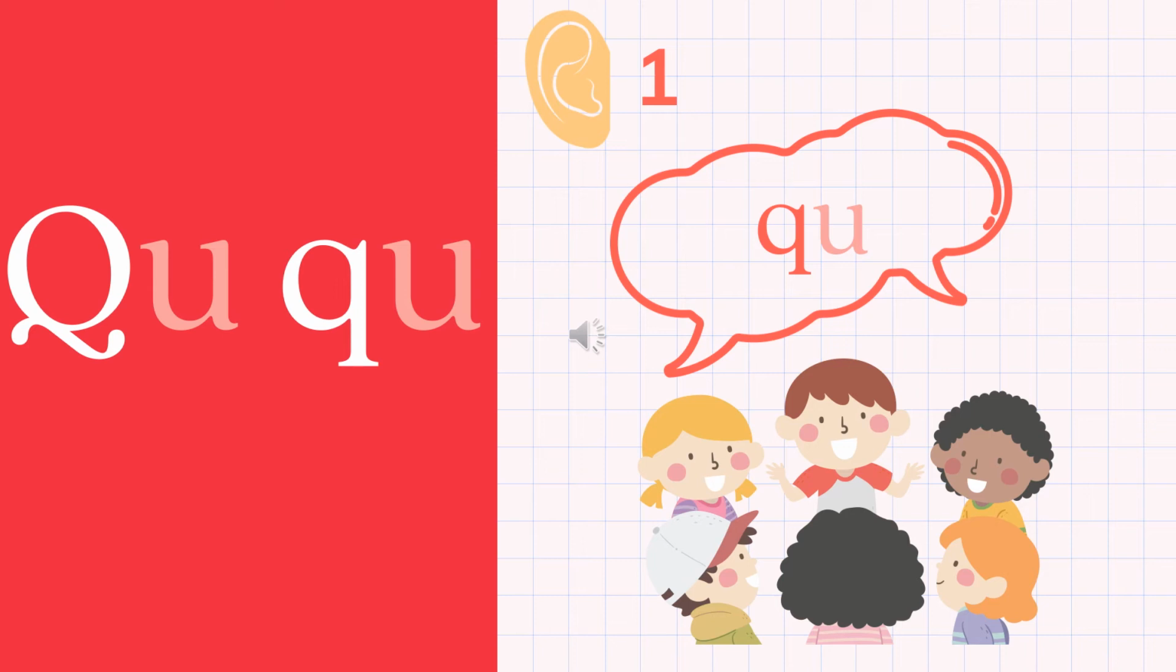Now you will notice that the letter Q has a little friend next to him. His friend is the letter U. And in English words, the letter Q never goes anywhere without his friend, the letter U. So whenever you spell an English word with a Q, you will always have his little friend U afterwards.